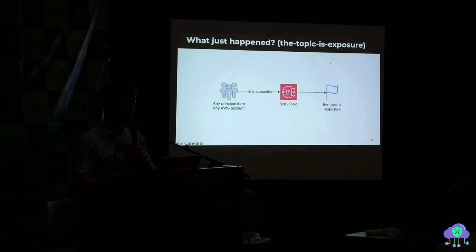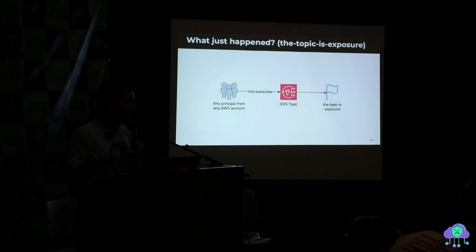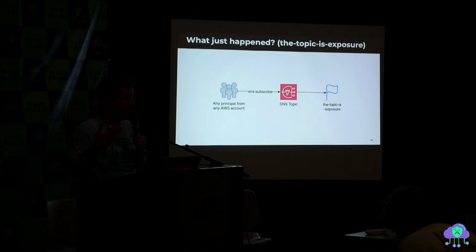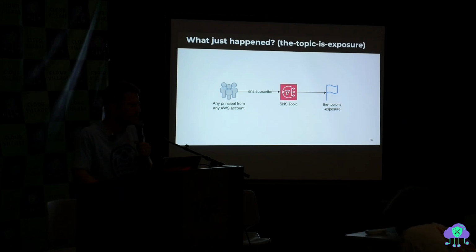Any principal from any AWS account could subscribe to the first topic. Now you might be asking yourself, how would somebody from another account even find the ARN for that topic? You need the ARN to subscribe to it. And that's a really good question. It's not super easy, but it could be in JavaScript, it could be in source code, it could be in an internal knowledge base, right? Maybe somebody was like, hey, I found an SNS topic, let me see if I can subscribe to it, right? So it's not impossible, but it's not easily discoverable by anybody on the internet, per se.